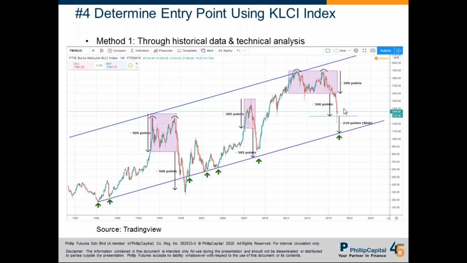Okay. Now, for 2020, this level here, 300 points, is somewhere here. So this is the level that we can monitor. But where is the risk? It's somewhere at this trend line. So there is another 200 points. So the moment it breaks this line, if you are trading, you may try to exit first.